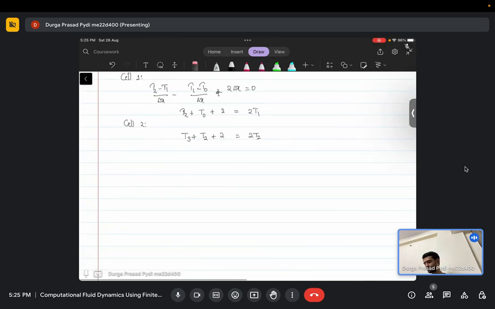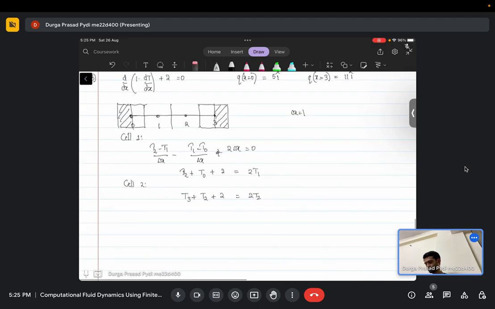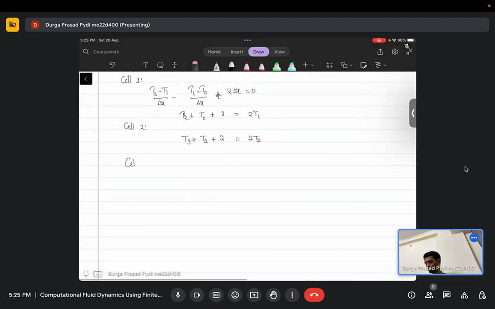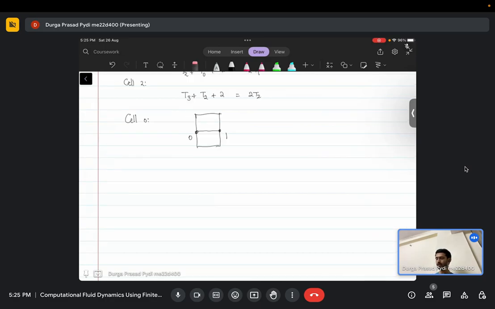Now for cell 0, we'll take the left boundary. So we just have a half cell. This is my one node, this is my other node, this is my 0, this is my 1. And it is told that the heat flux is already given, so the heat flux is given as Q equals 5. If we write the equation for this cell, this is my west face, so the boundary is just taken as the west face. The other one will be the east face.